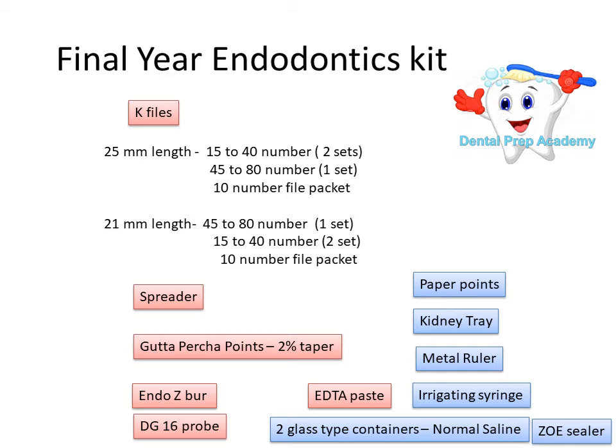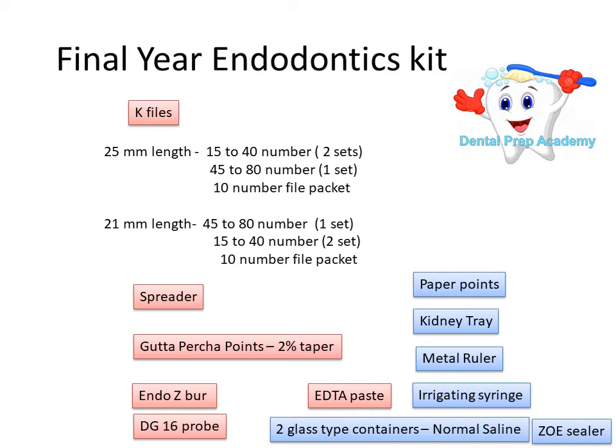EDTA comes in two forms. It comes in the form of paste, and it also comes as liquid EDTA. So mostly you would be using paste kind of EDTA in regular settings. Liquid EDTA is also used when there is a calcified canal. In calcified canal cases, you can use liquid EDTA, but mostly you would be using EDTA paste only. So when you use your 10 number file, you coat your file at the apex with the help of EDTA paste, and then you start working with your canal.